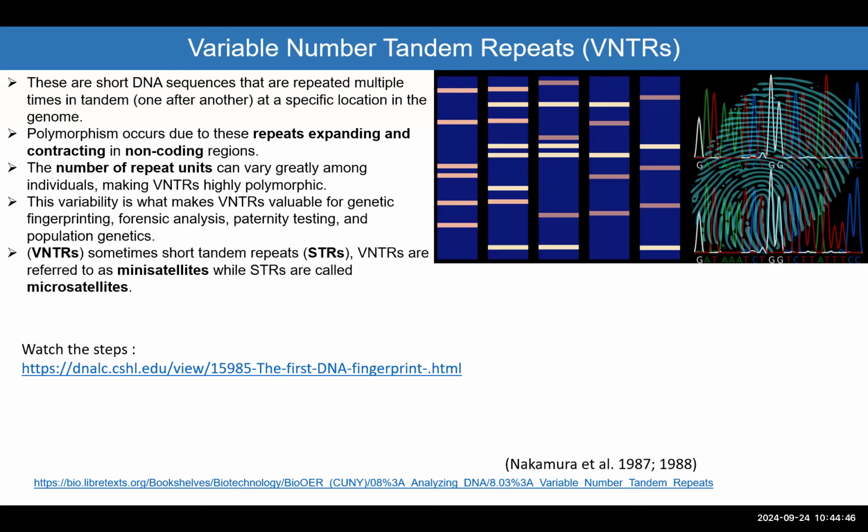So after discovering the VNTRs, which are a little bit longer in size, there was the discovery of the short tandem repeats, which are smaller in size or shorter. And that's why we call the VNTRs minisatellites, and the STRs, we call them microsatellites. So I will quickly go to this.